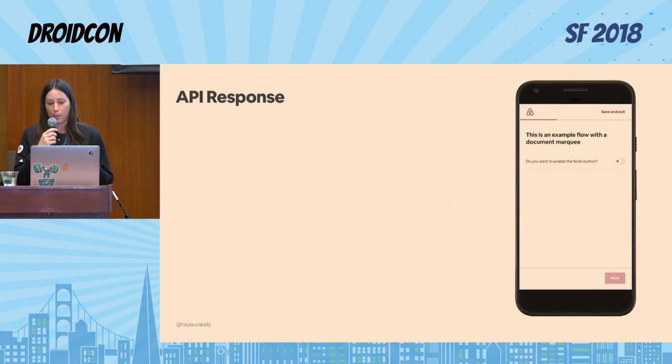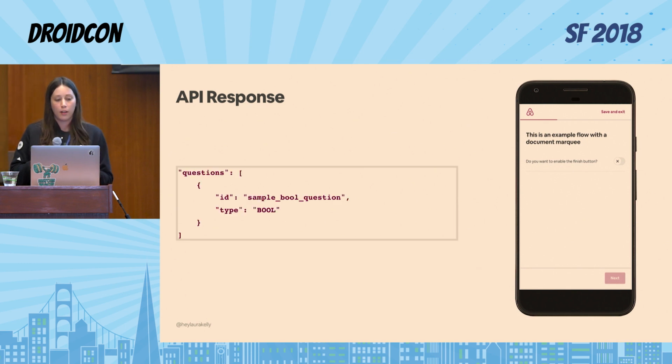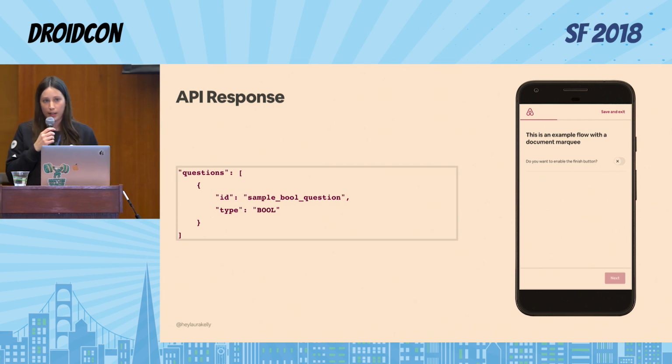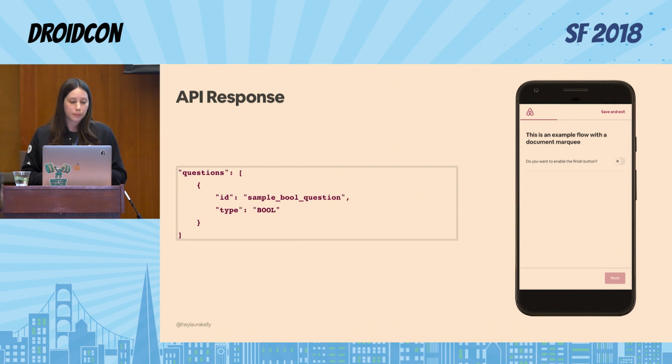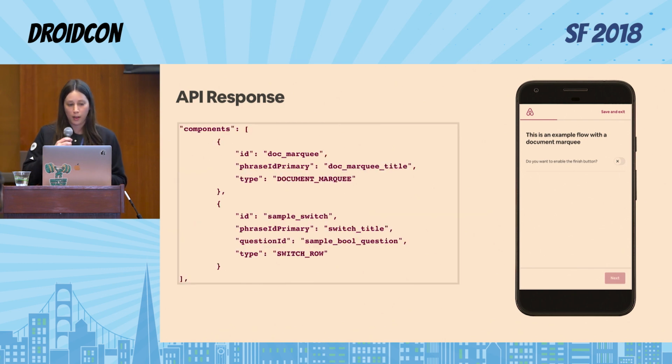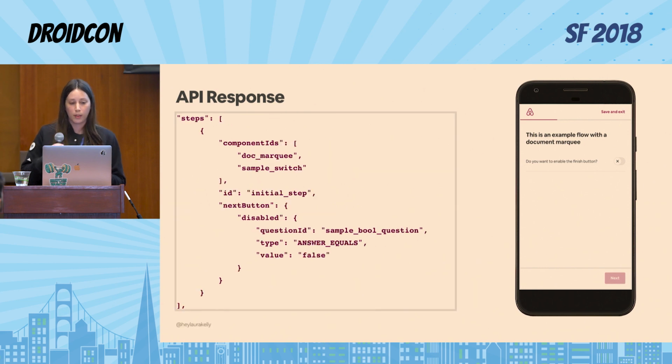Here's a really simple example where we have a screen with a title, a toggle row, and a next button that's currently disabled. The first part of the Wally response is some questions, and in this case, it's just an ID, and it's indicating that it's a Boolean type because it's a toggle row. There's a couple components on the screen. There's a component for the title, and there's a switch row component. Next, there's a set of steps, and in this case, it's basically just one step.